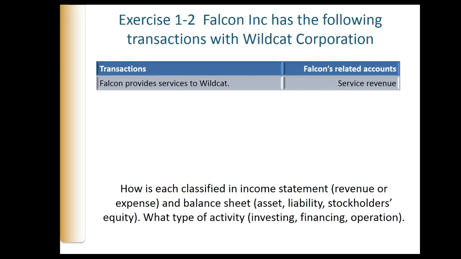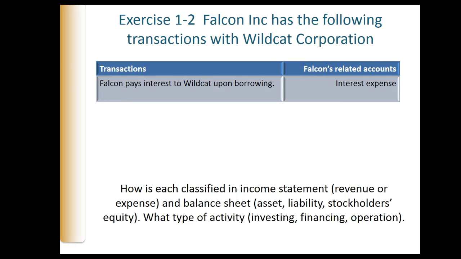Next, Falcon provides services to Wildcat. Falcon providing services would be a service revenue. This is also part of the income statement, called a revenue account. And this is in the normal course of doing business, the reason they're in existence. This would be an operating activity. Next, Falcon pays interest to Wildcat upon borrowing. Well, that would be interest expense. Interest expense is part of the income statement. It's an expense in doing business. This also would be considered an operating activity.